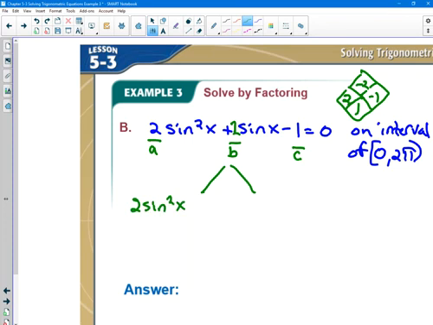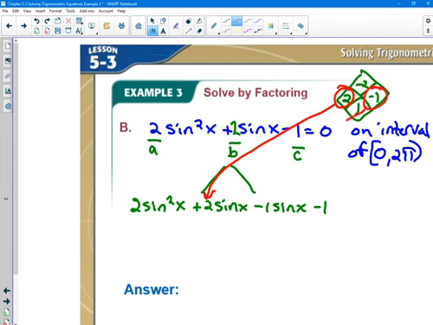And then I'm going to choose 2 plus 2 sine x minus the 1 sine x minus 1. So if you can see what I did here, this 2 is right here, and this negative 1 is right here.